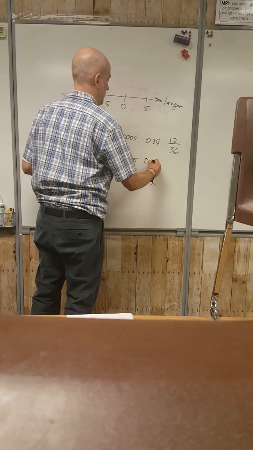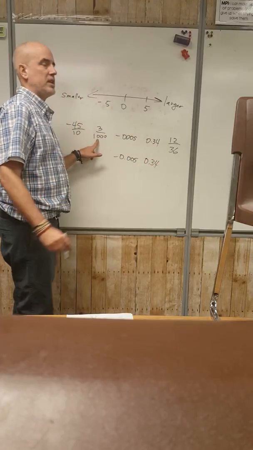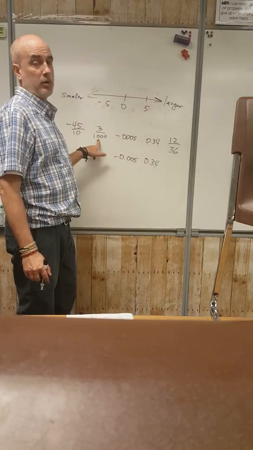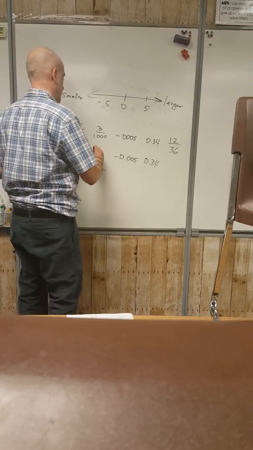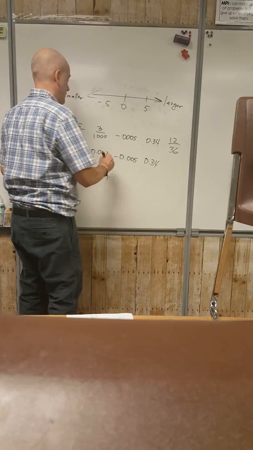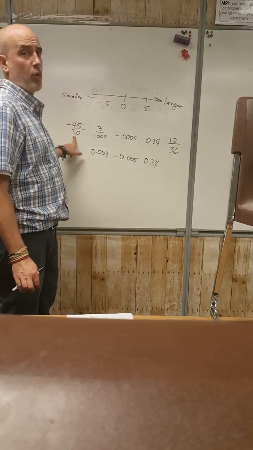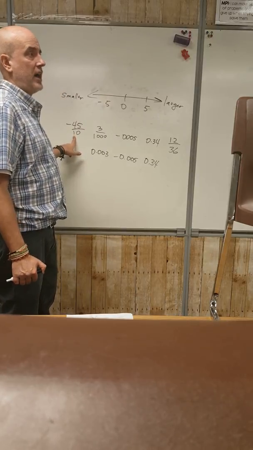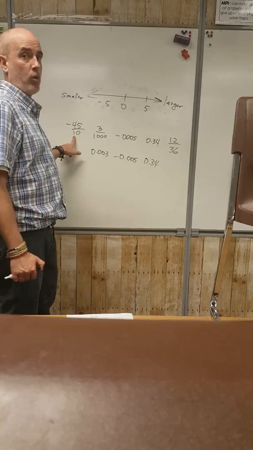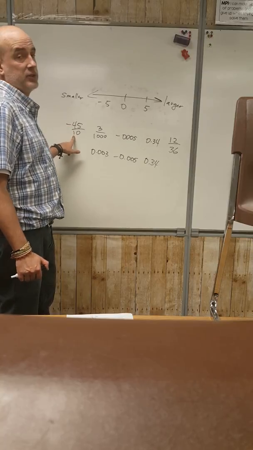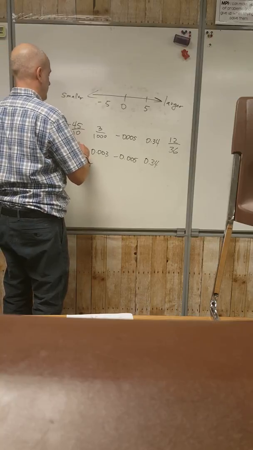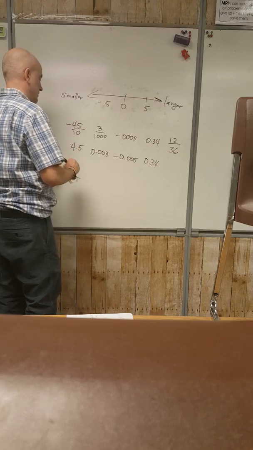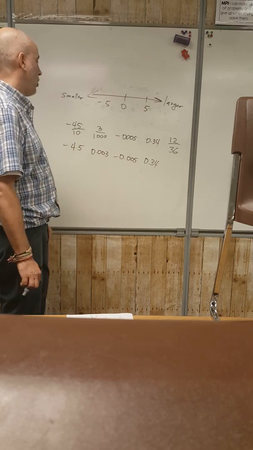This is already a decimal. 3 thousandths is not a decimal, but we can make it into a decimal. 3 thousandths, that kind of says a decimal, 0.003. Negative 45 tenths. 45 tenths is more than enough for one whole because it only takes 10 tenths for a whole. So this is 4 times that. So this would be 4 and 5 tenths, 4.5. So this is negative 4.5.